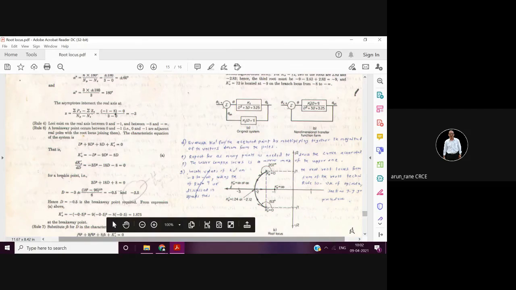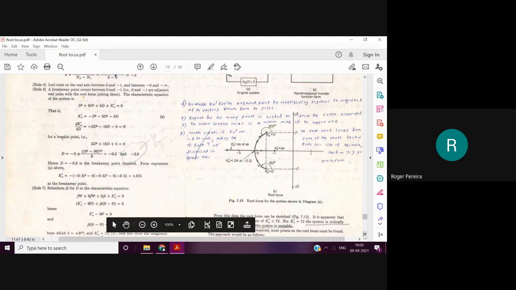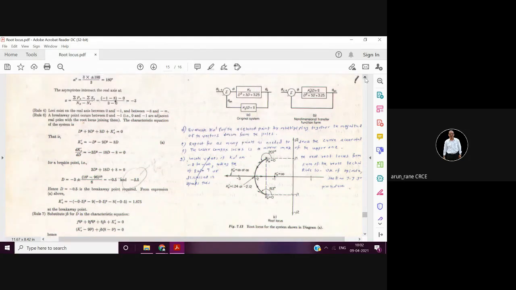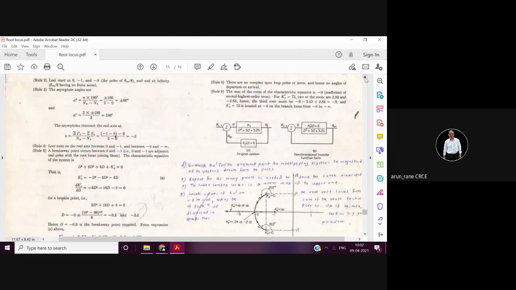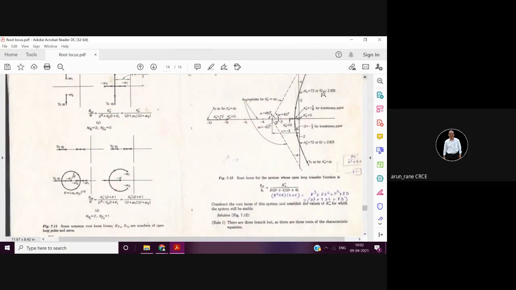I hope you understood this. See, here it is. 8 minus b square is equal to 0, so you will get b square is equal to 8. So b is equal to plus or minus under root of 8. That is your point where it crosses the imaginary axis, this point. The square root of 8 is somewhere around 2.83.